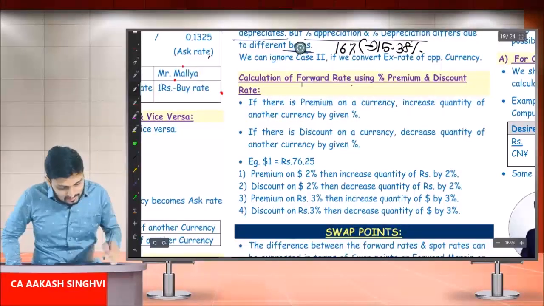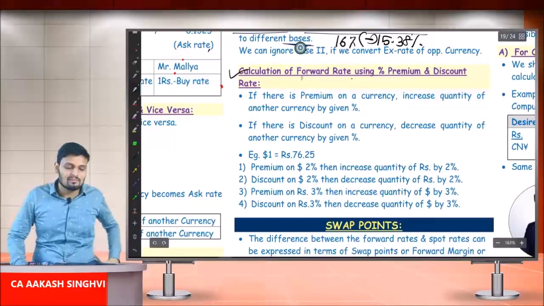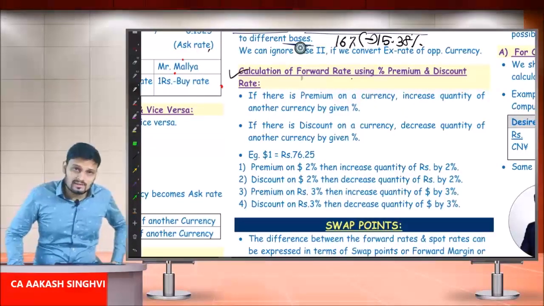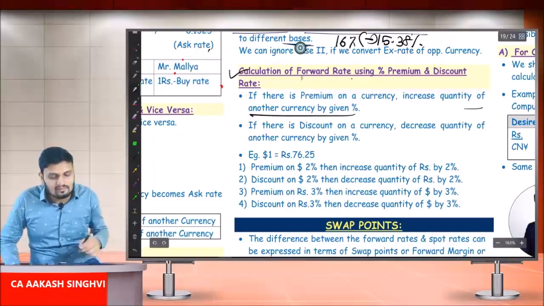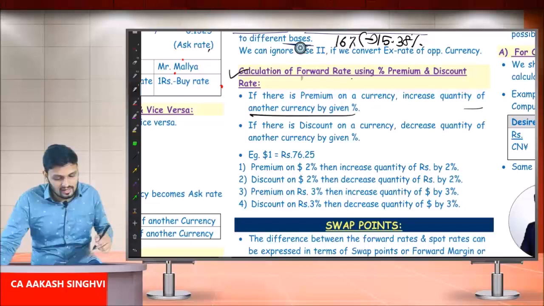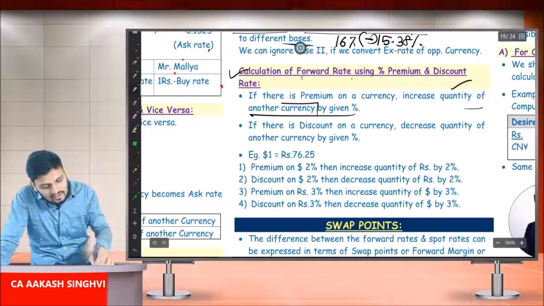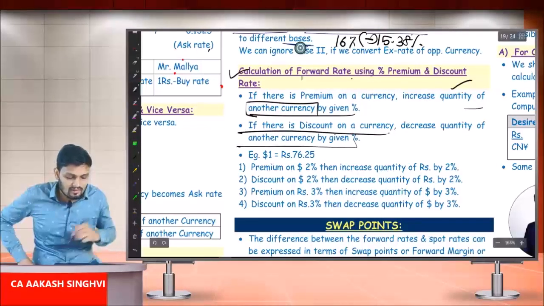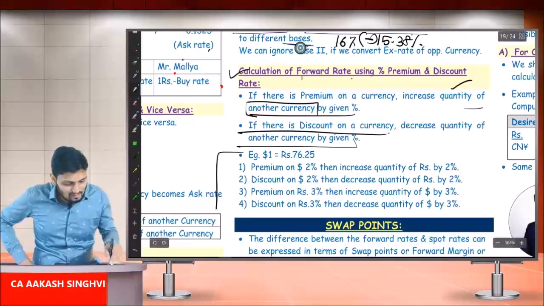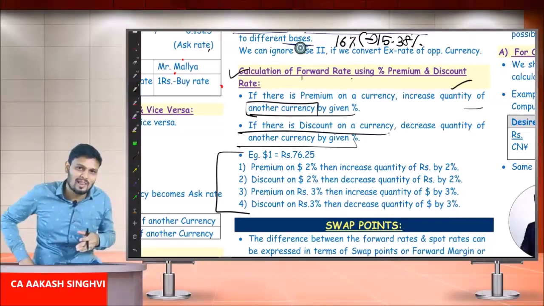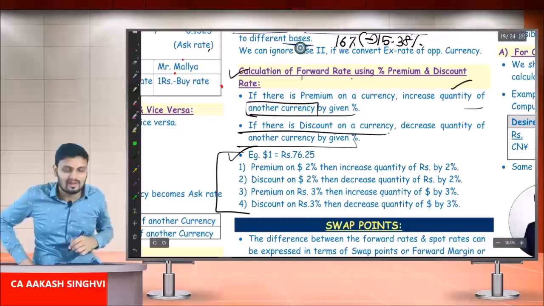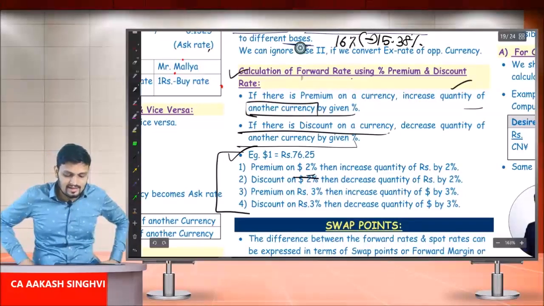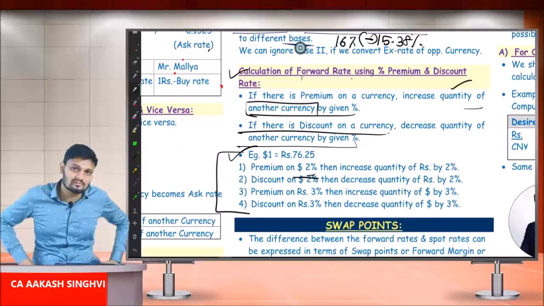Okay. Calculation of forward rate using percentage premium and discount rate. If there is premium on a currency, increase quantity of another currency by the given percentage. If there is discount on a currency, decrease quantity of another currency by the given percentage. We'll just try to understand. I have given an example here, right? So it's a self-explanatory book. $1 equals rupees 76.25. Premium on dollar is 2%. Then increase the quantity of rupees by 2%.